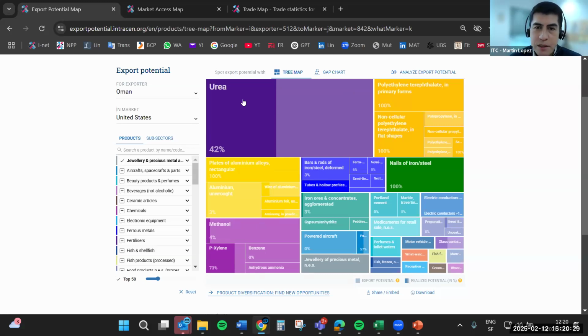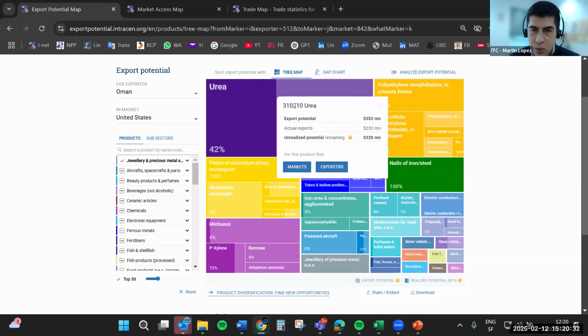If we put the numbers, we will see that, and I'm going to click here so that this window freezes. There are actual exports worth $232 million of urea from Oman to the United States. But there is a total export potential for the next 5 years of $552 million, meaning that there is this unrealized potential. This is the room to grow. These are new opportunities for Omani urea, $320 million based on the assumptions of the econometric model behind it.